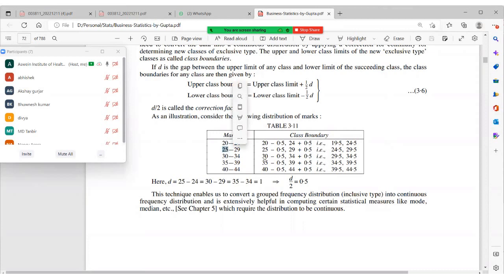Similarly, for the first class, if we subtract 0.5 from 20, it comes to 19.5. If we add 0.5 to 24, it comes to 24.5. So the limit becomes 19.5 to 24.5. In the similar way, for the second class, if we subtract 0.5, it becomes 24.5, and this becomes 29.5. In the similar way, we find all these limits as true upper class or true lower class limits.